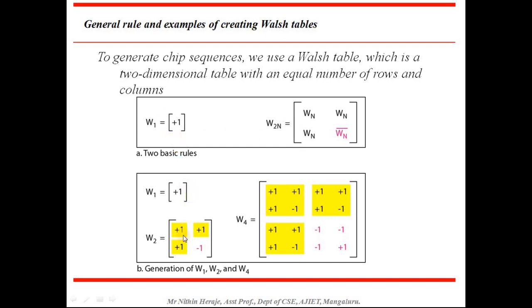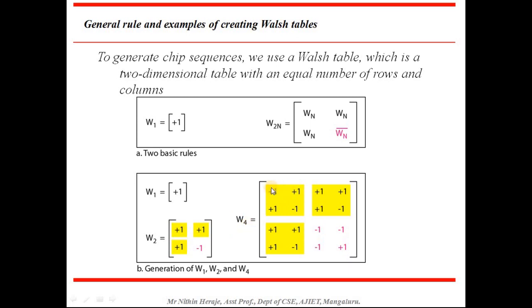Okay, next we'll see how to generate this. We have W1 as +1, W2 as +1, +1, +1 and -1. Since it is +1, here we have +1, +1, +1 and -1. Now what is W4? In W4, we have this whole thing as +1, this whole thing as +1, this whole thing as +1, and this whole thing as -1. And if you apply that -1 of -1, you will get +1 over here.